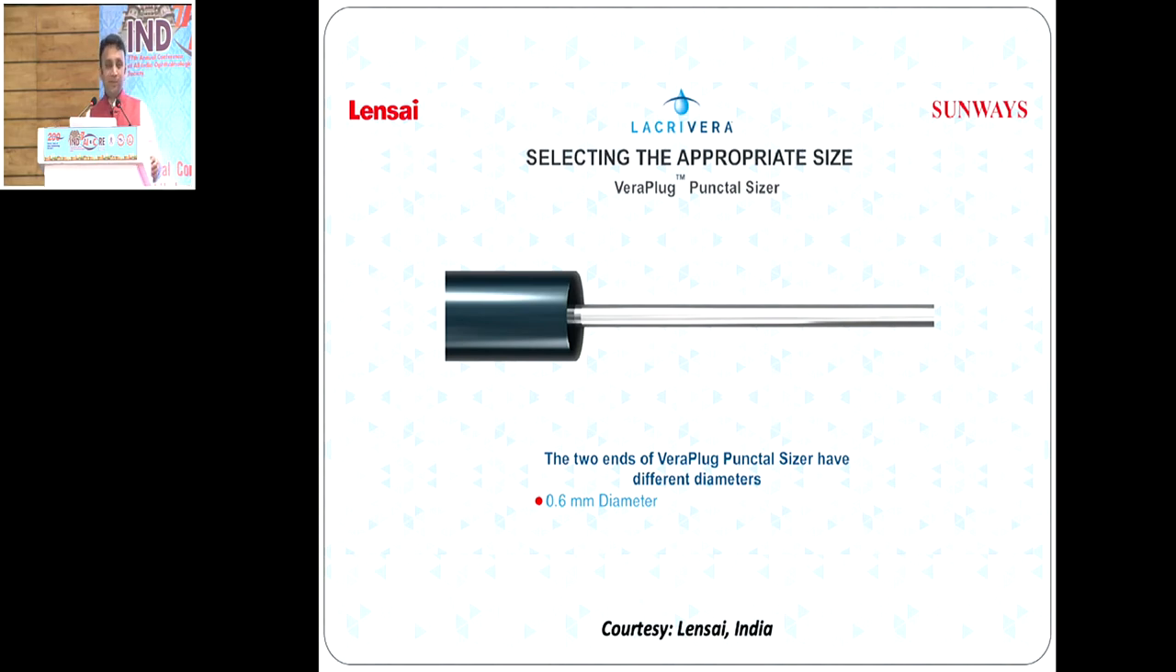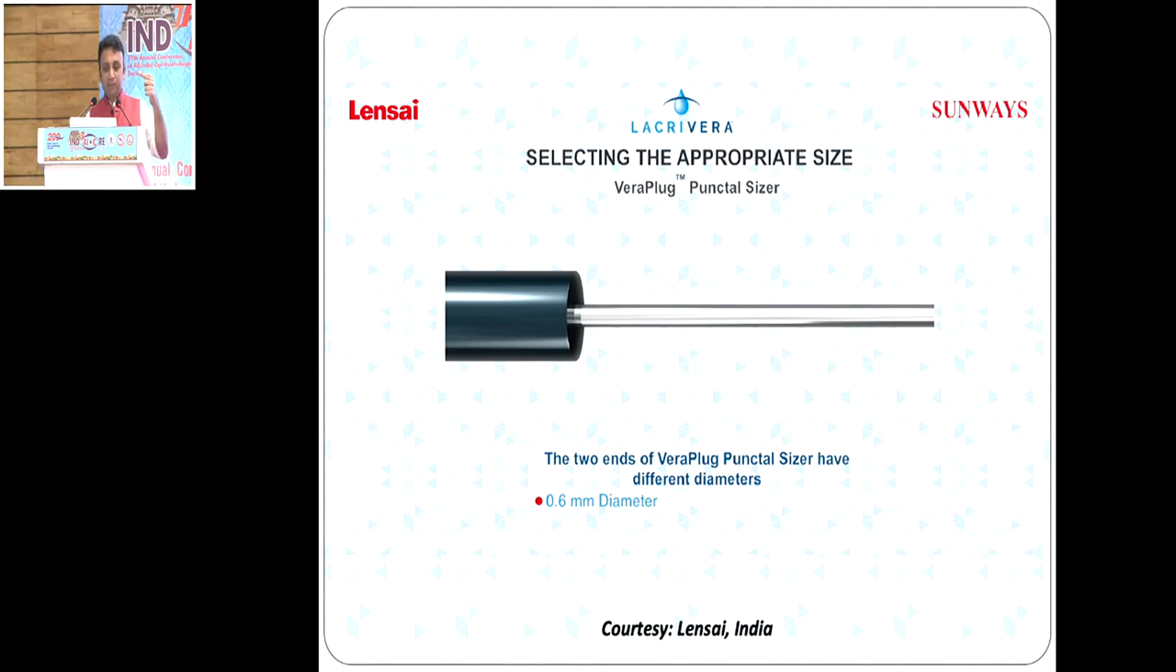Okay, what size probe and all those things, but we do not use them. But now commercially, you have this kind of device available, which is very simple. On one side, it has 0.6 diameter. On the other side, it has 0.8 diameter. It's as simple as that, and it's not a big deal.